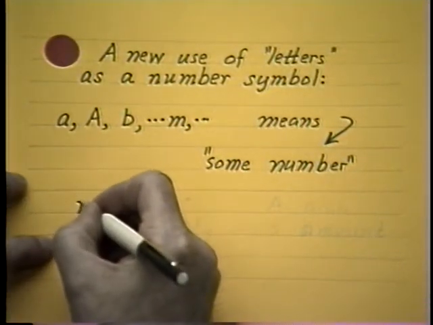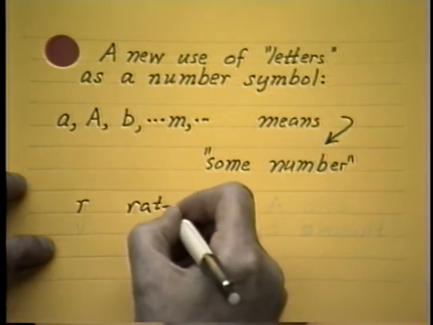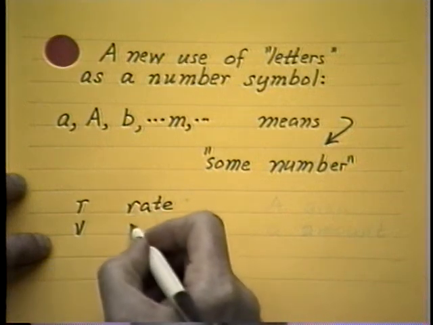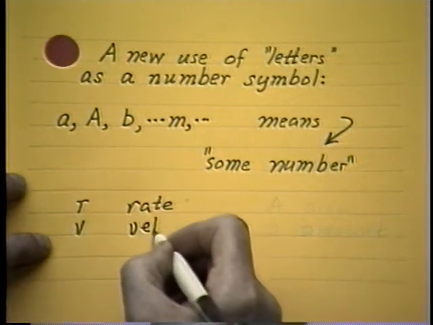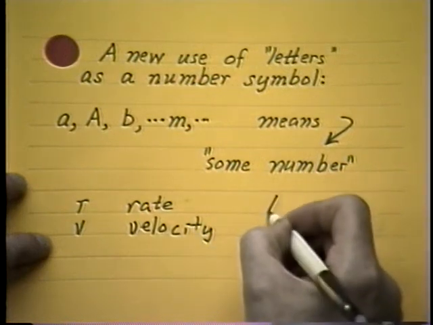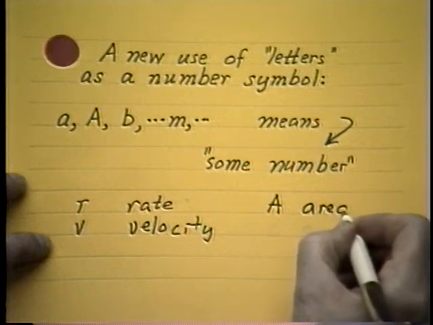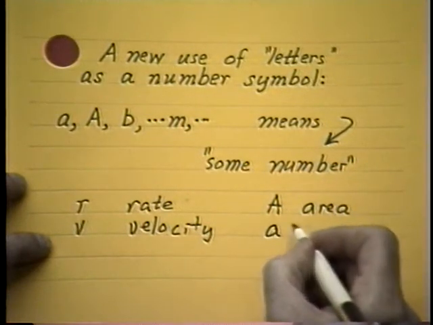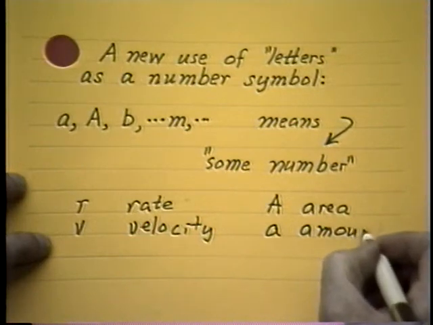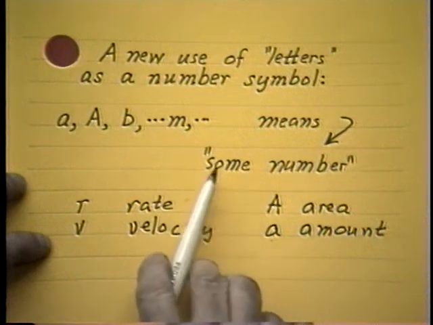For instance, we could use the letter R to stand for rate, and of course that's a number once you measure it. We could use V to stand for the number measure of velocity. We could use capital A or little a for area. We could use A for amount. What will be important is to realize they're simply marks to stand for the phrase some number.